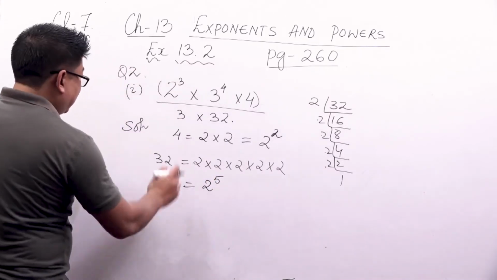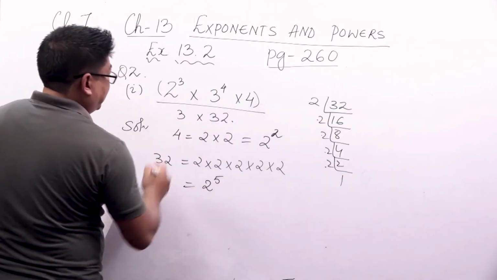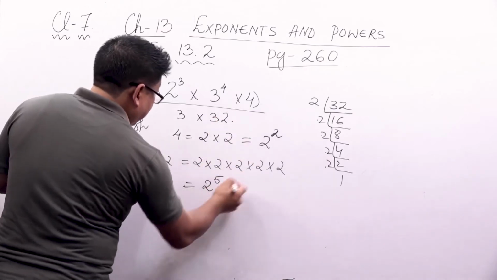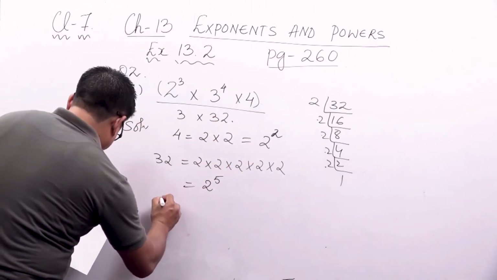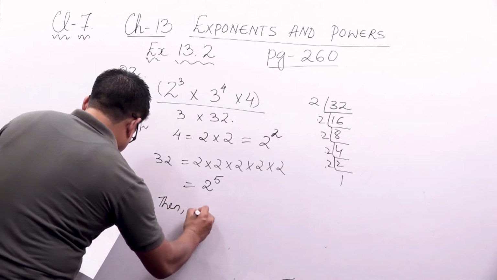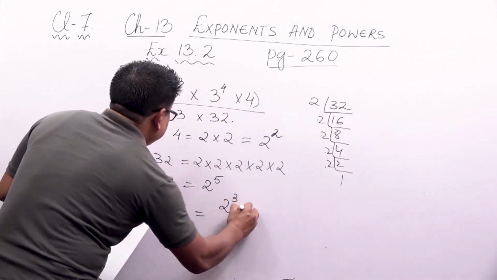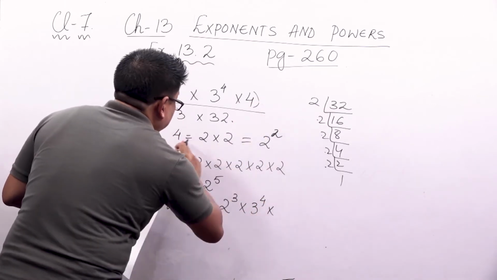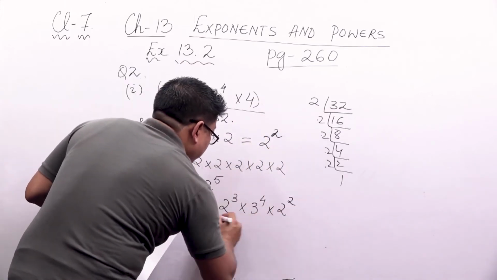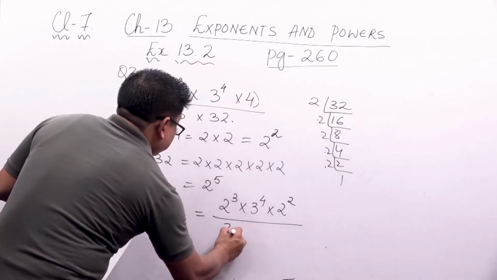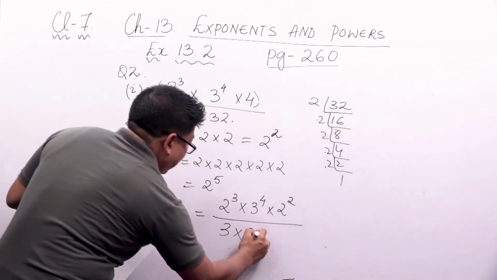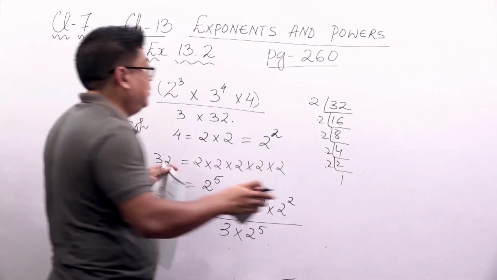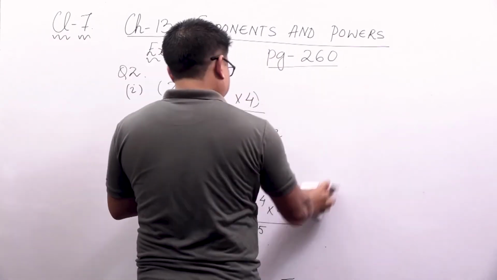So this whole expression will change again. In place of 4, I will write 2 to the power 2. In place of 32, I will write 2 to the power 5. So your expression will become like this: 2 to the power 3 into 3 to the power 4, this will remain the same, by 2 to the power 2 into 3 into 2 to the power 5, right? So let's continue.